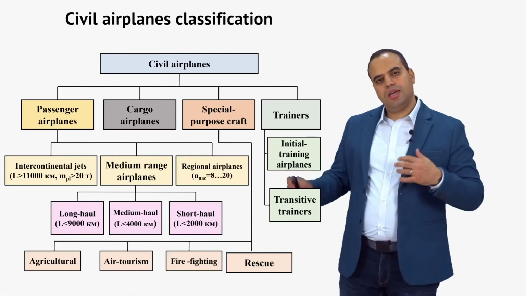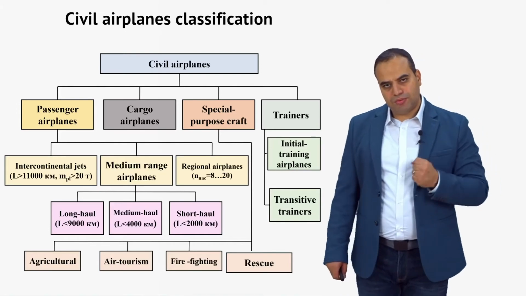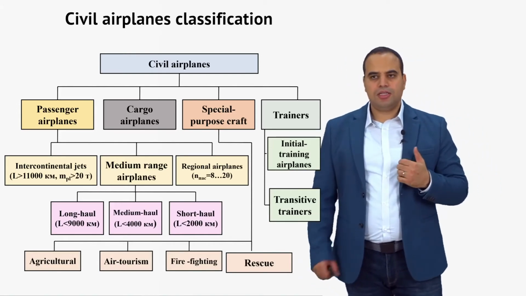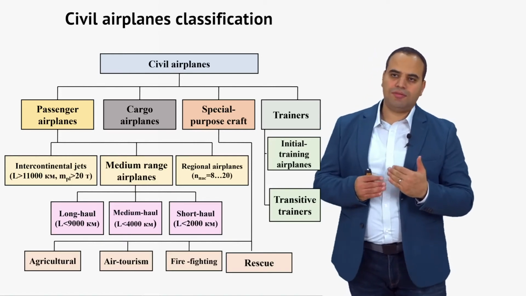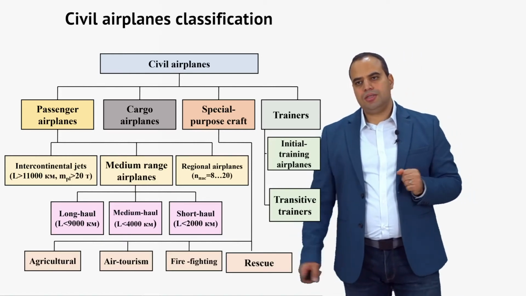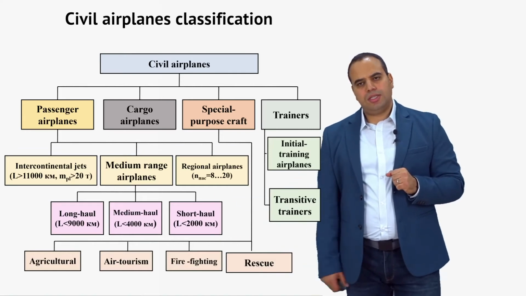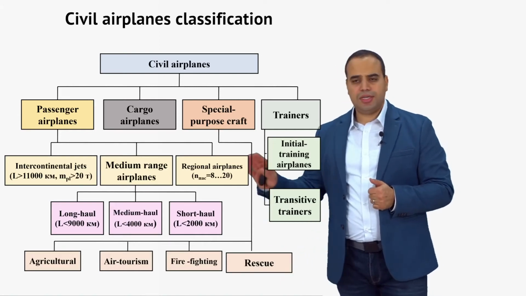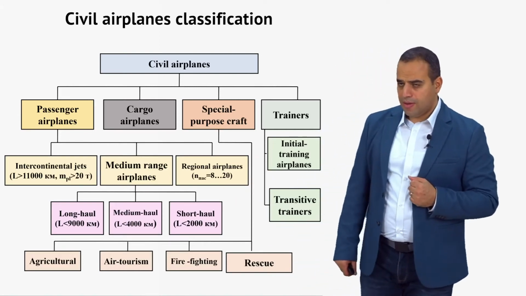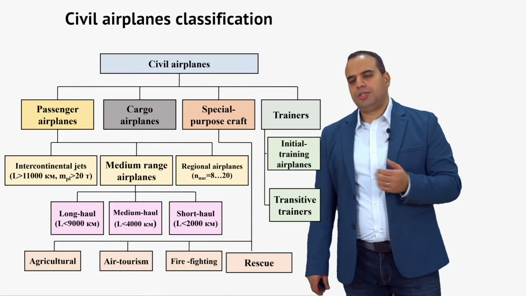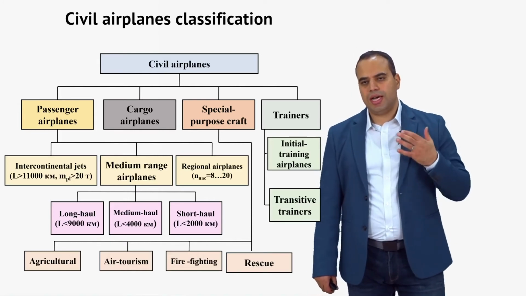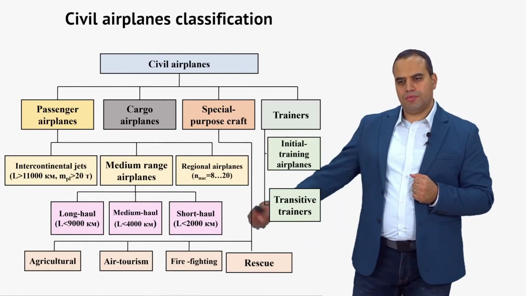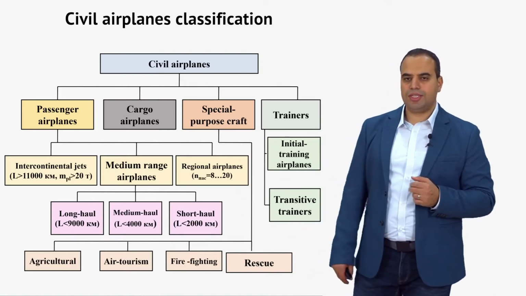While for civil airplanes, the main mission profile or main task is to have the best economy, right? The best fuel economy. So that's basically the difference in the design philosophy of these two big categories. And civil airplanes, as you can see here, depending on the mission profile, can be passenger airplanes, cargo airplanes, special purpose airplanes, and so on. So the aircraft can perform pretty much any task that has to do with air transport and some other tasks, including rescue, firefighting, air tourism, agricultural, and so on.